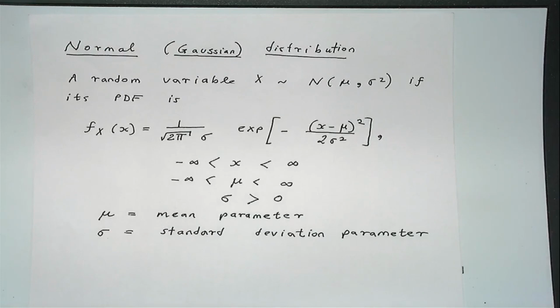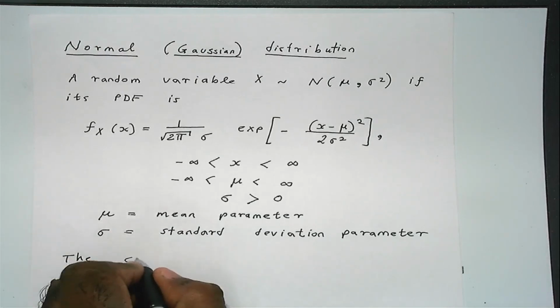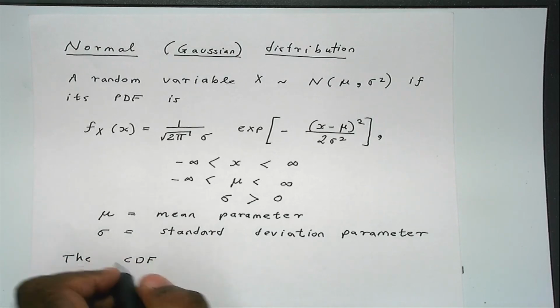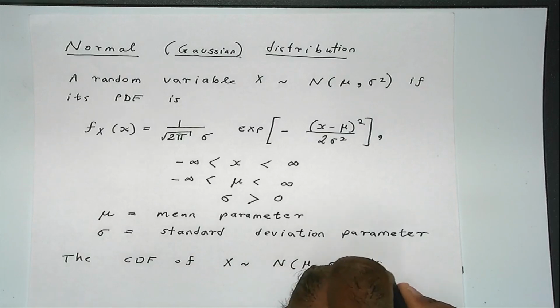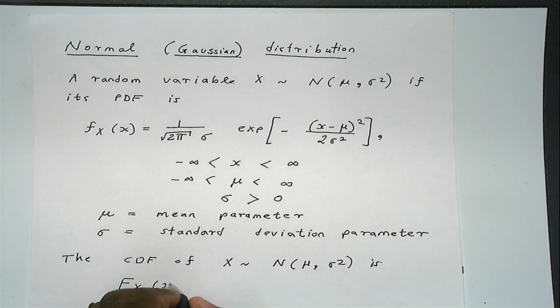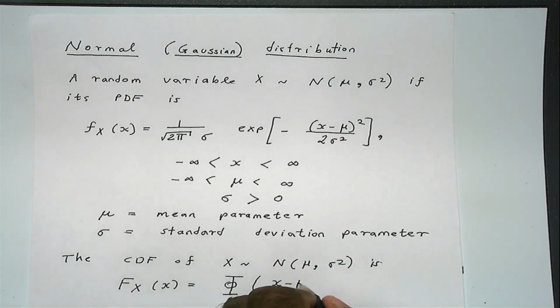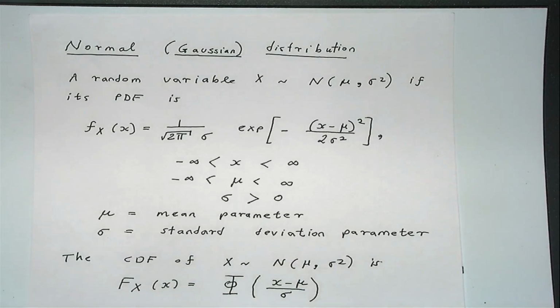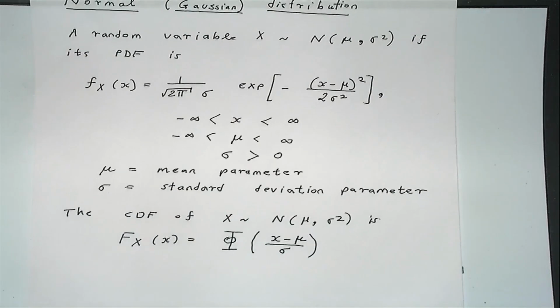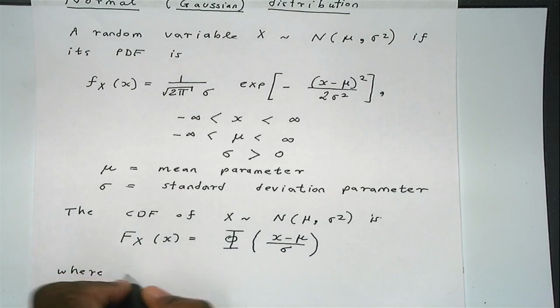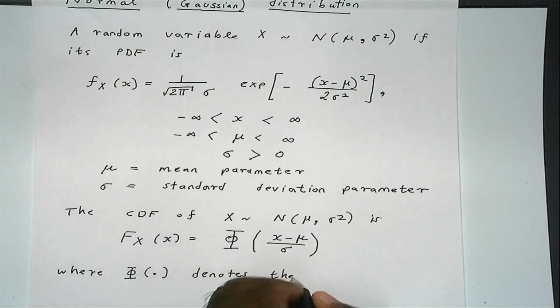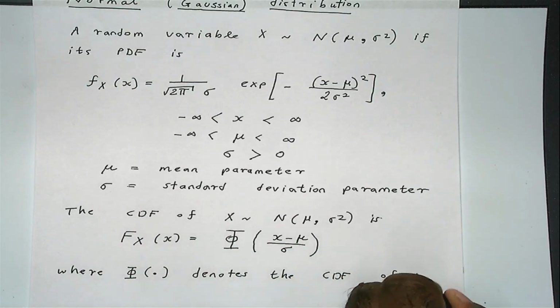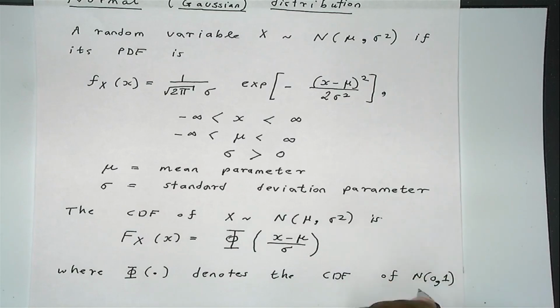Okay, the CDF, or the cumulative distribution function, which I explained earlier in this course, of a normal variable, is given by this formula here. Capital phi denotes the CDF of a normal variable with mu equal to 0 and sigma equal to 1. And this normal variable is known as the standard normal distribution. Right?